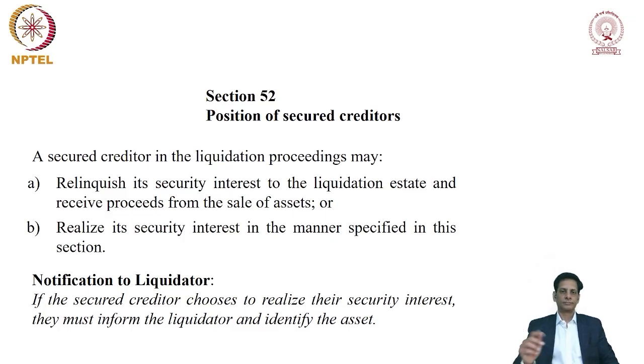This is option 1. Or option 2 is realize your own security interest in the manner specified in this section and walk away with this asset, and therefore don't wait for the liquidation proceedings. You can realize your own asset. These are the two options that you have under section 52.